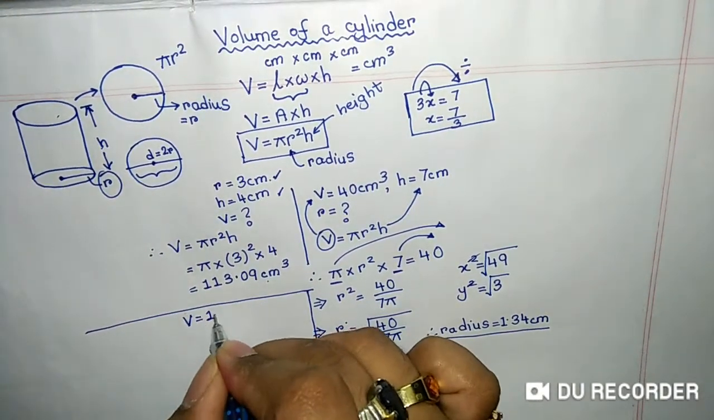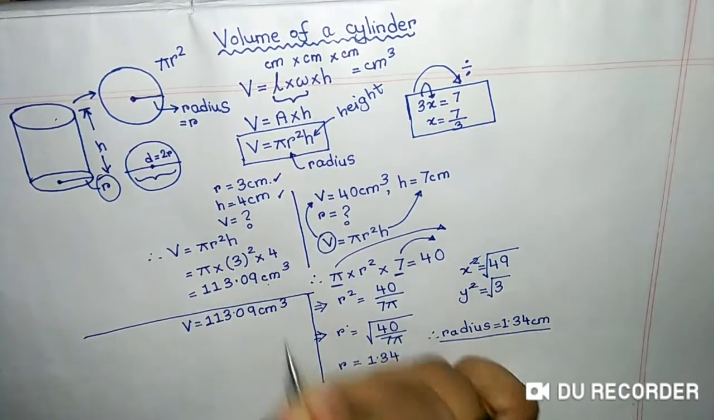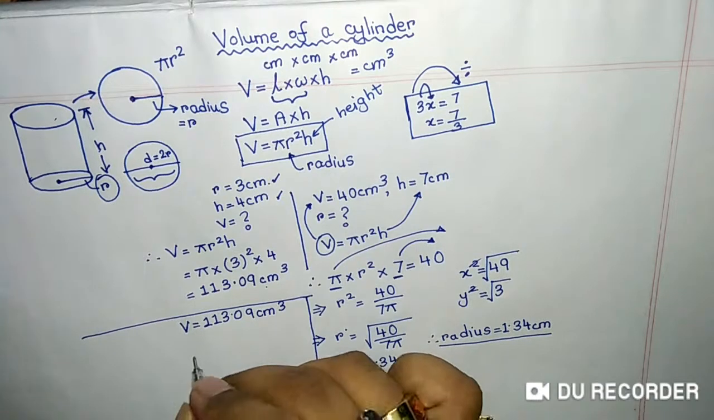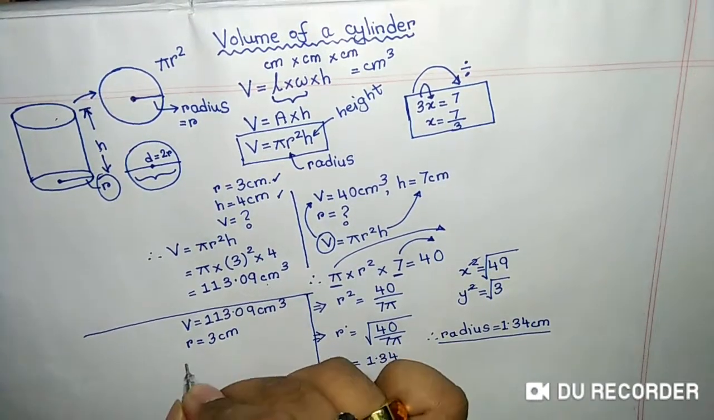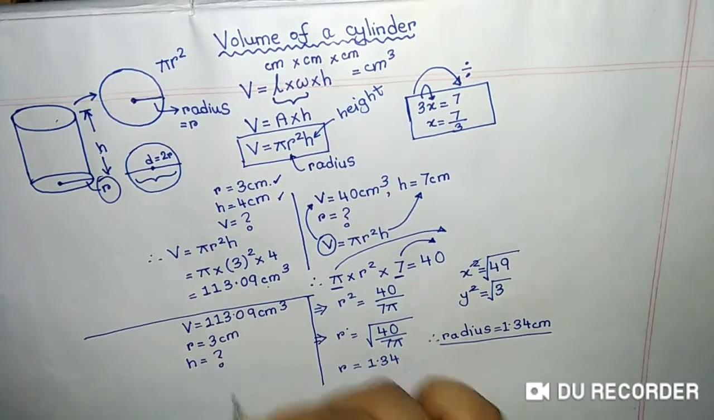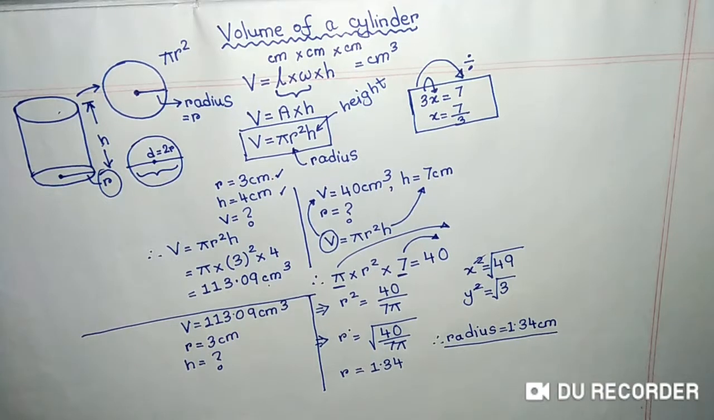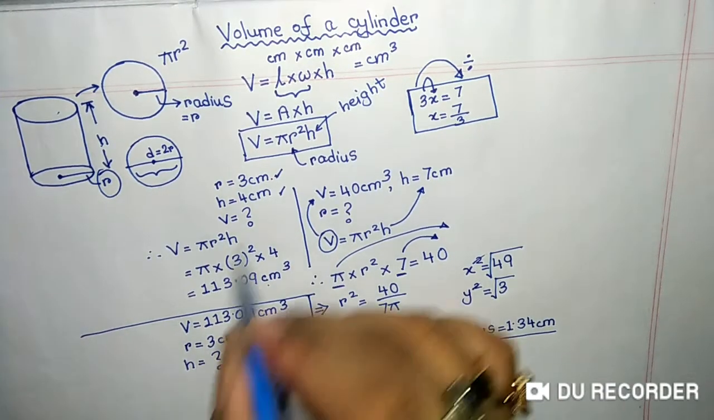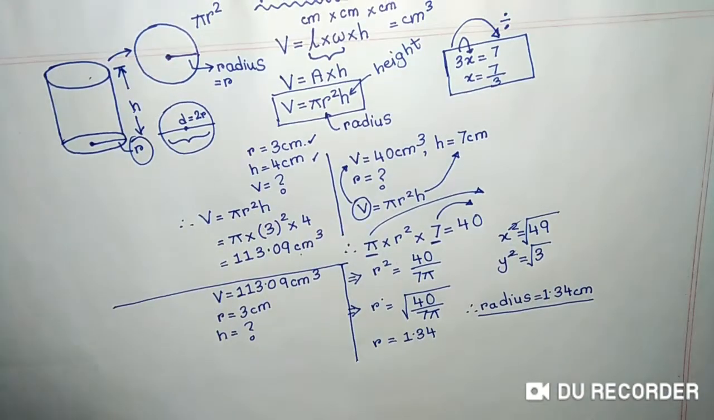Now what we are going to do is the same problem. Suppose the volume is going to be 113.09 centimeter cube over here, and the radius is 3 centimeter, but instead of the height being given, we take the height as an unknown in the problem. So we know that the answer is going to be 4 centimeters. So this is a very good problem to check out our skills.